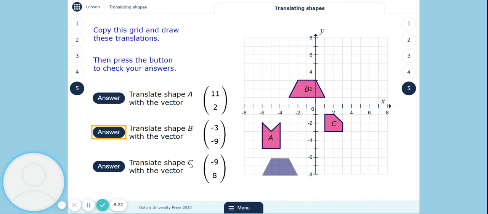So translate shape C with vector minus 9, 8. So 9 to the left and 8 up. So let's pick this corner here. It's at 1. So minus 9 is going to get it down to minus 8. And then 8 up. So if it's currently at minus 3, it's going to go up to 5. So we think it's going to start there at minus 8, 5, and it's going to draw out like this. And yes, it is.